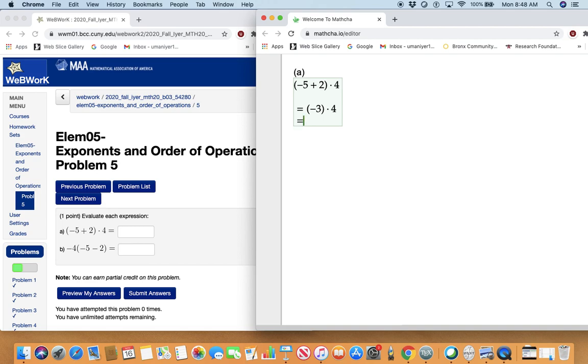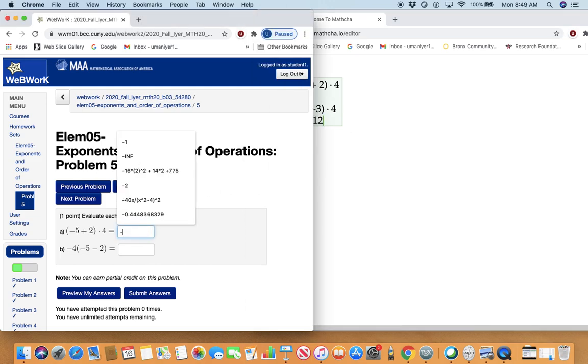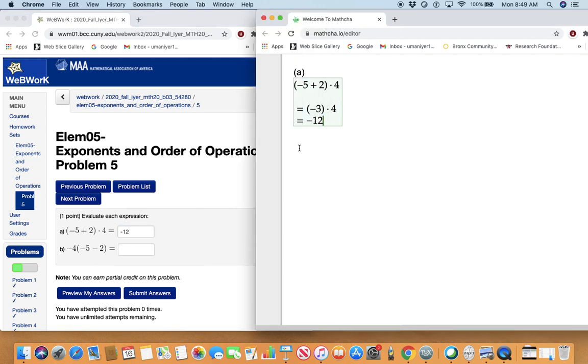Okay. At this point, you are multiplying. Negative times positive is a negative. 3 times 4 is a 12. So I hope this is clear. Negative 5, that's a bigger magnitude. So the negative survives and the difference of 5 and 2. All right. So that's a negative 12. Next.